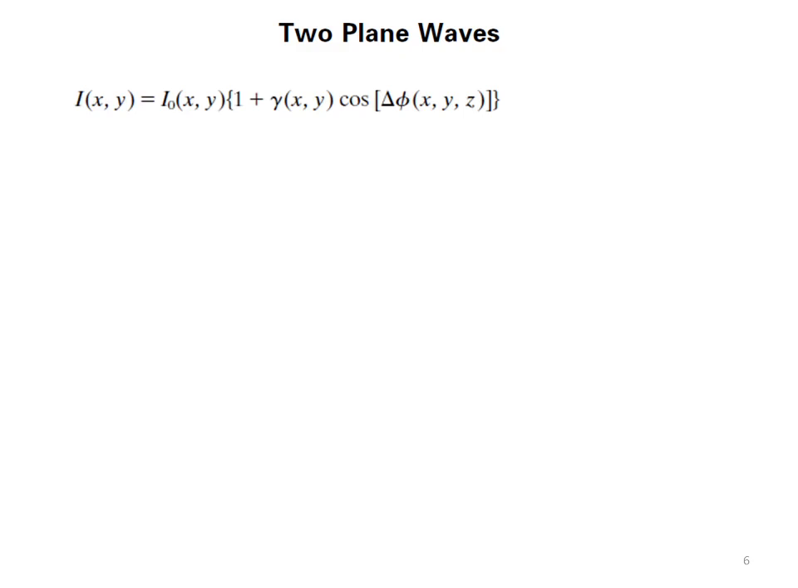Now we know that intensity of the resultant wave at a particular point in the space as a result of superposition of two electromagnetic waves can be written by this expression, where you know what is gamma? Gamma is fringe visibility, and this delta phi is that phase difference which we just now obtained for the set of two plane waves. Now in this present case, we are again making one more approximation, that let us assume gamma is equal to 1, means fringe visibility is 1.